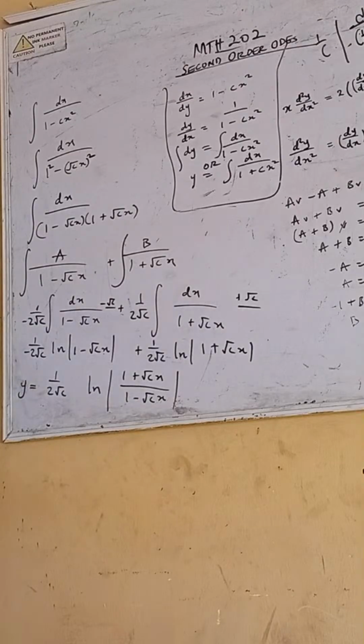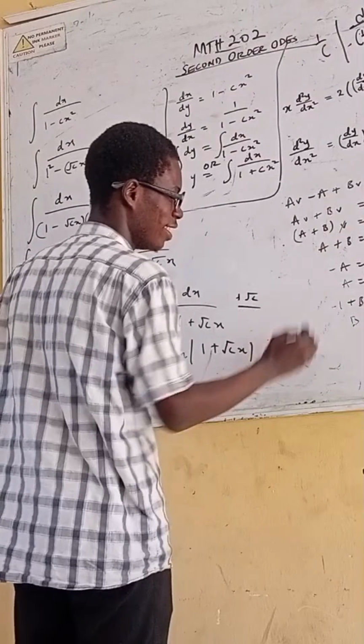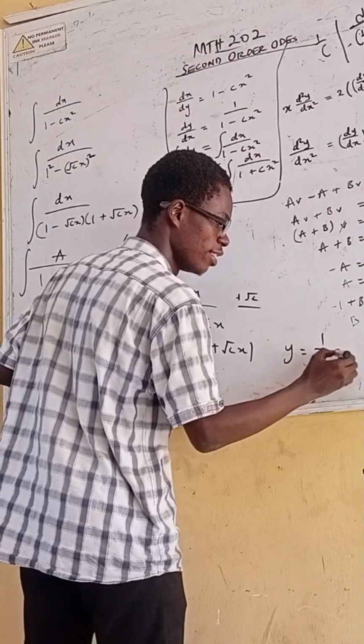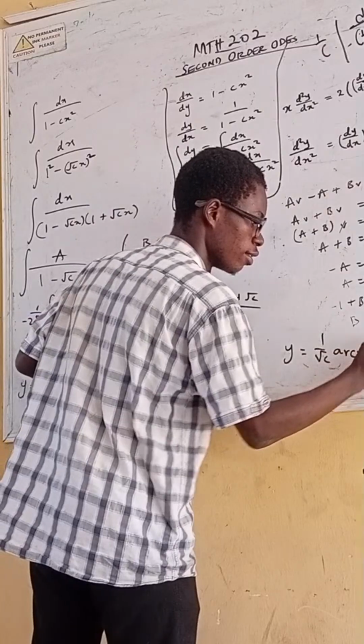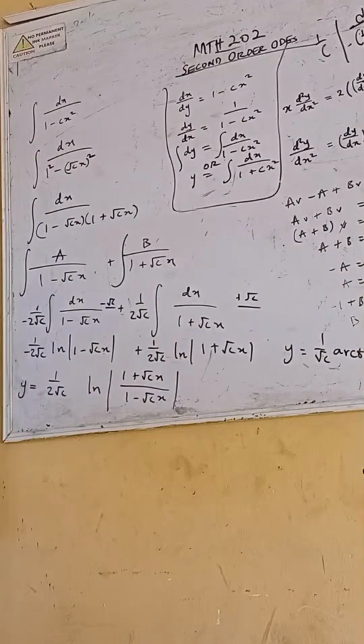I didn't even remember the first one. y equals to this. Which question are you solving, sir? Number 1. 1 over root c, after root c x. Yeah. So that's everything.